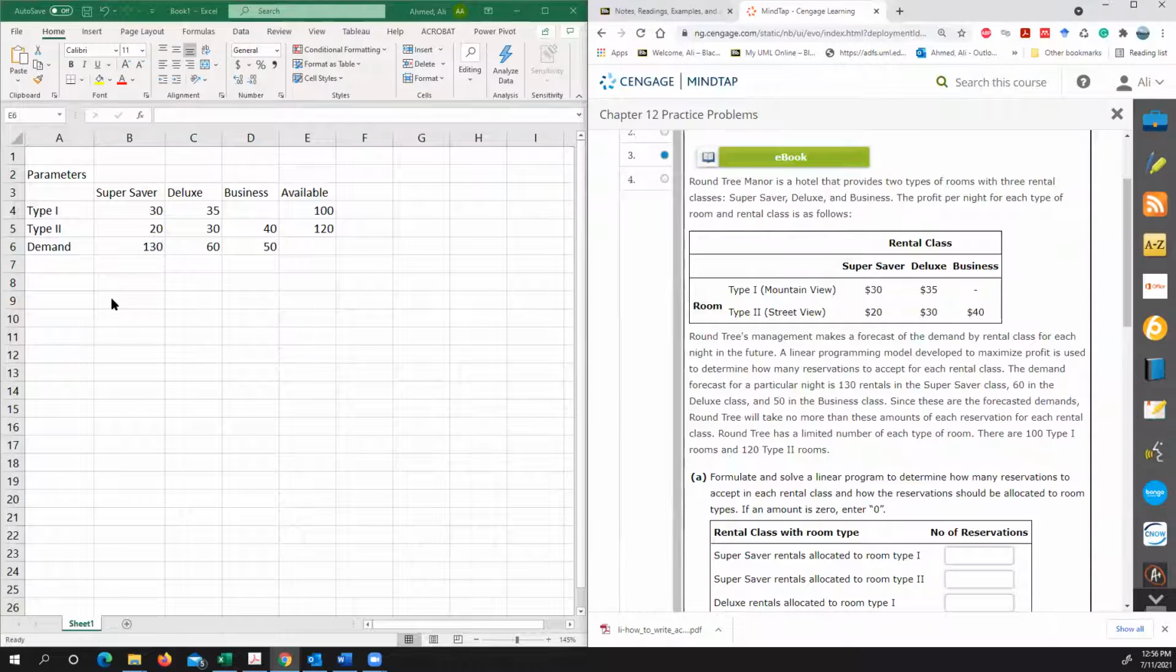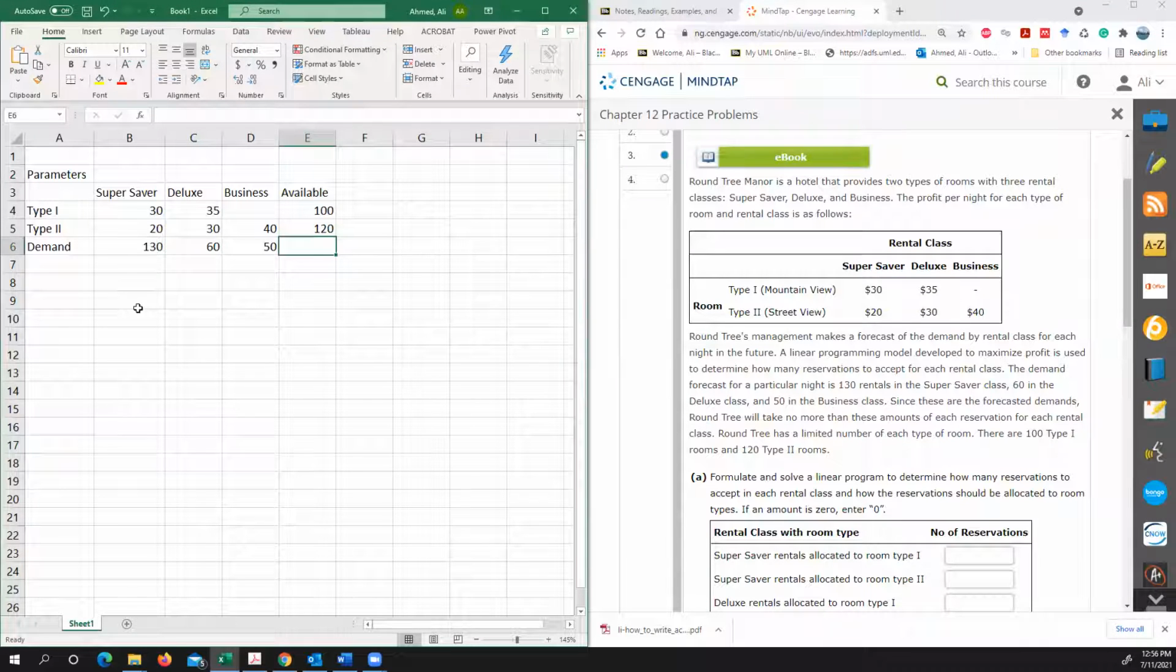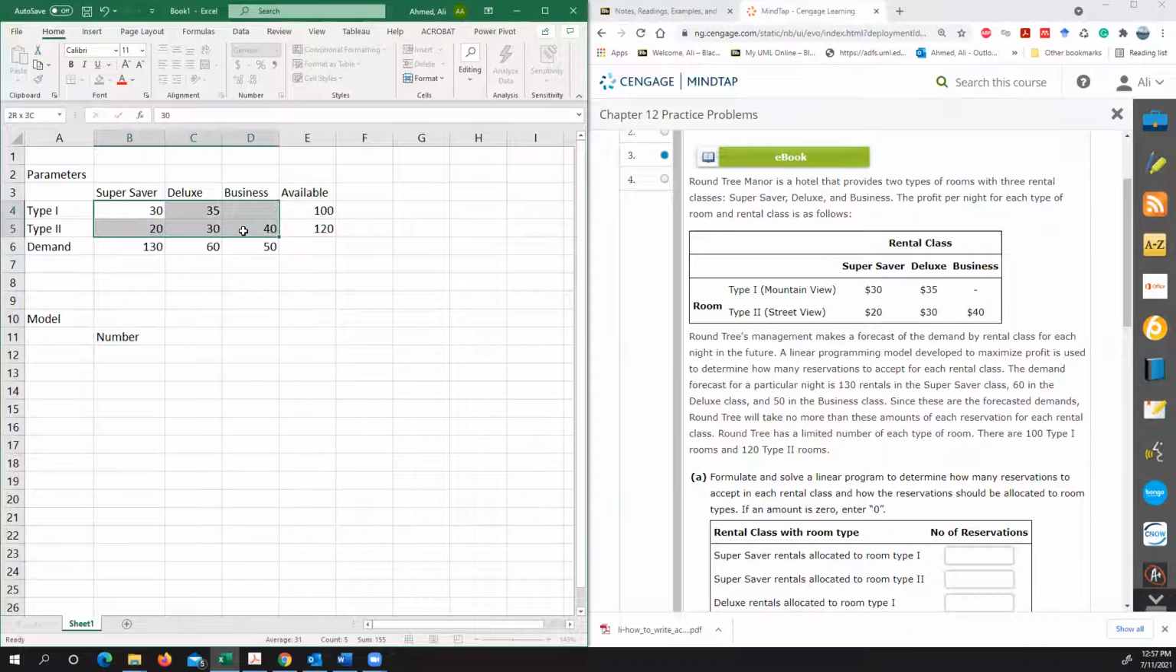Now we should go into the model. We can create a model here. This whole table holds the parameters: the demand, the availability, and the cost, or not the cost, actually the profit. So this is the profit, this is the availability, this is the demand.